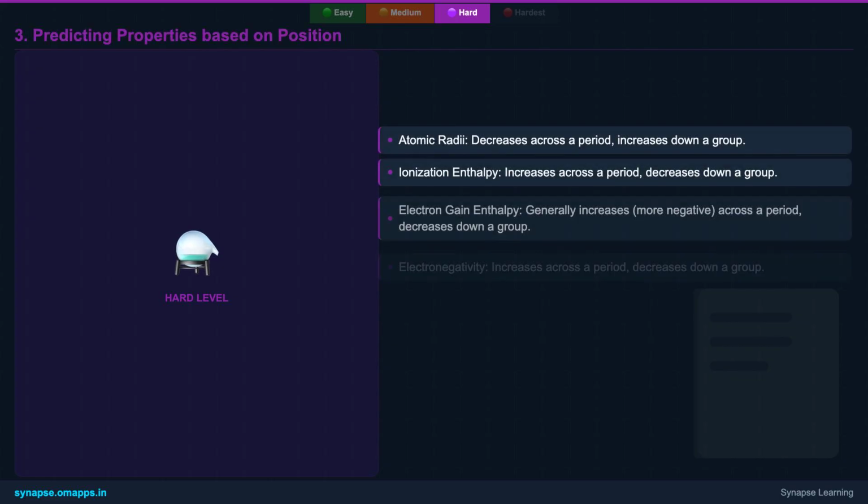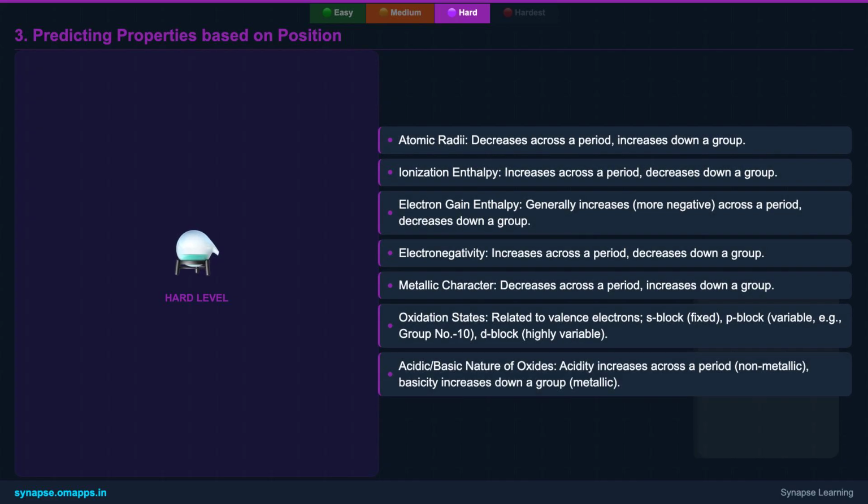Understanding an element's position in the periodic table allows us to predict its properties with remarkable accuracy. For example, atomic radii decrease across a period and increase down a group. Ionization enthalpy follows the opposite trend. Electron gain enthalpy generally increases across a period.